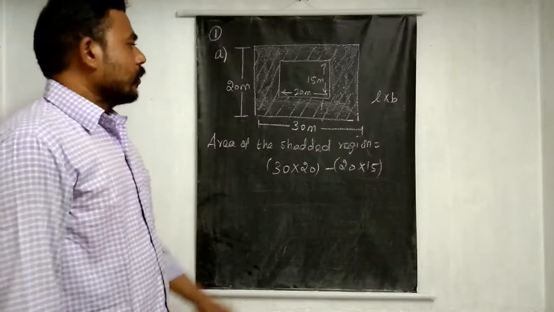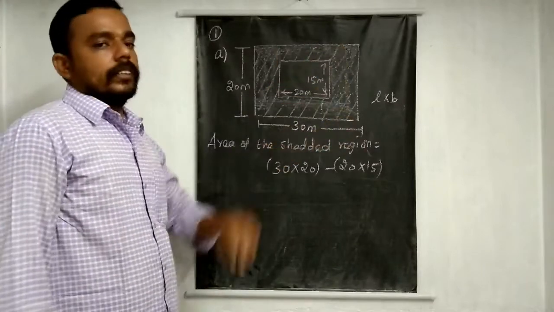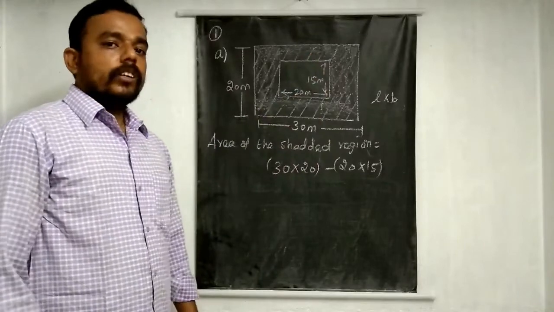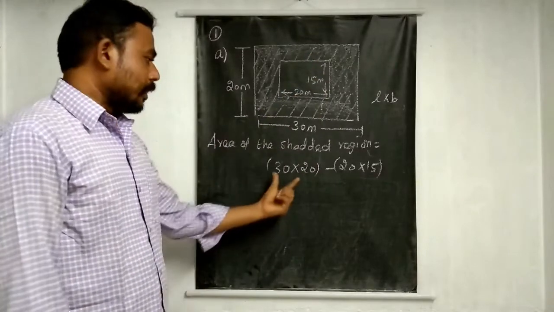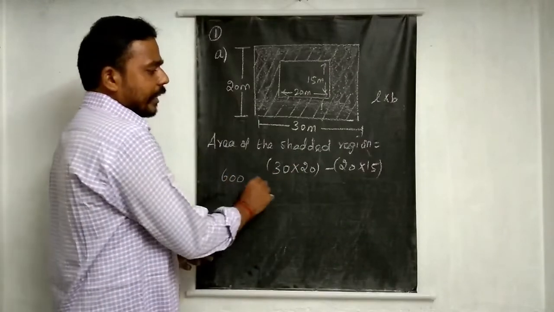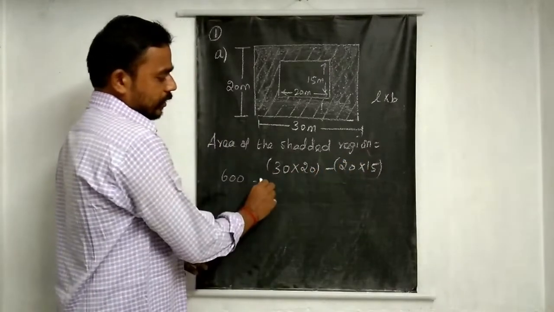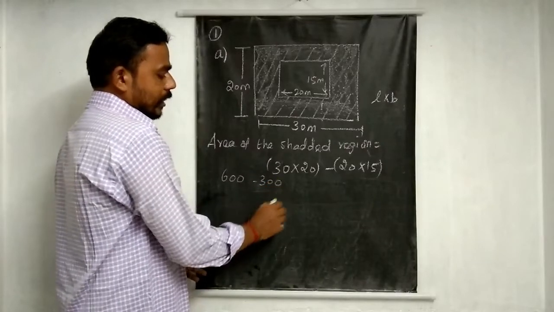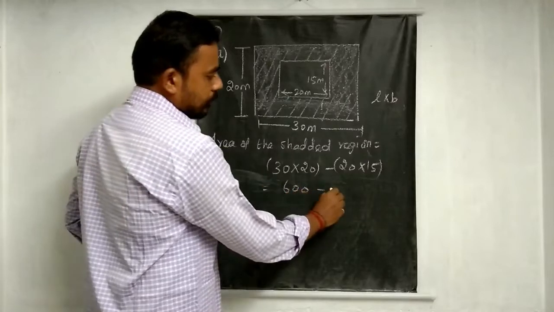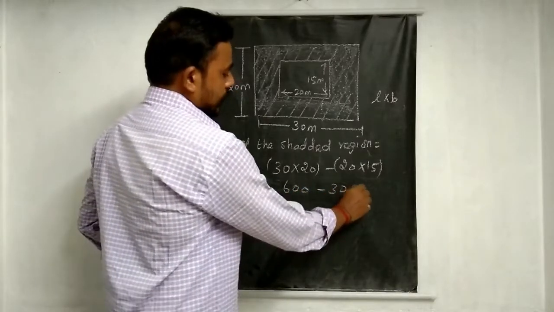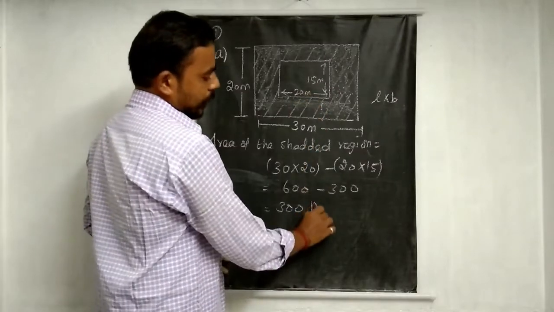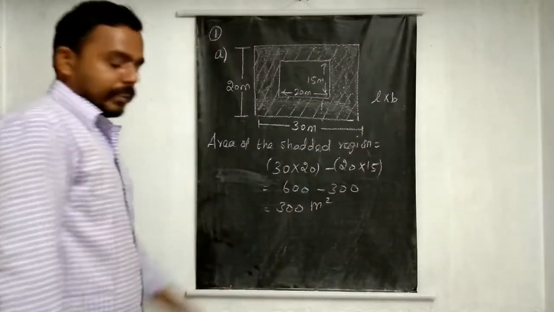Another way: you can find the area of the bigger rectangle first, then find the area of the small rectangle, then automatically you can find that area. Multiply: 3 2s are 6, so 600. 2 15s are 30. So the answer finally is 300, in meter, so meter square. So this is the basic idea.